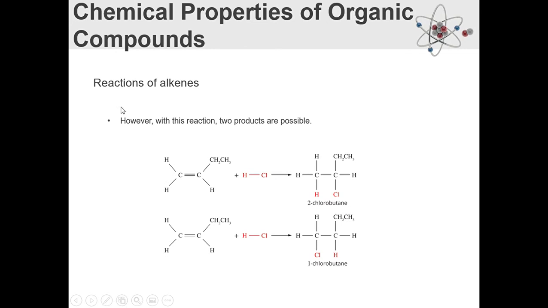Okay. However, with this reaction, 2 products are possible. So we've got hydrochloric acid, right? Now, when we break this, there's going to be a spare positive charge there and there. And these are going to bond there and there. So we're going to have either 2-chlorobutane or 1-chlorobutane, because the hydrogen can end up on that carbon or it can end up on that carbon. Likewise, the chlorine can end up on the reverse carbon to wherever the hydrogen is.